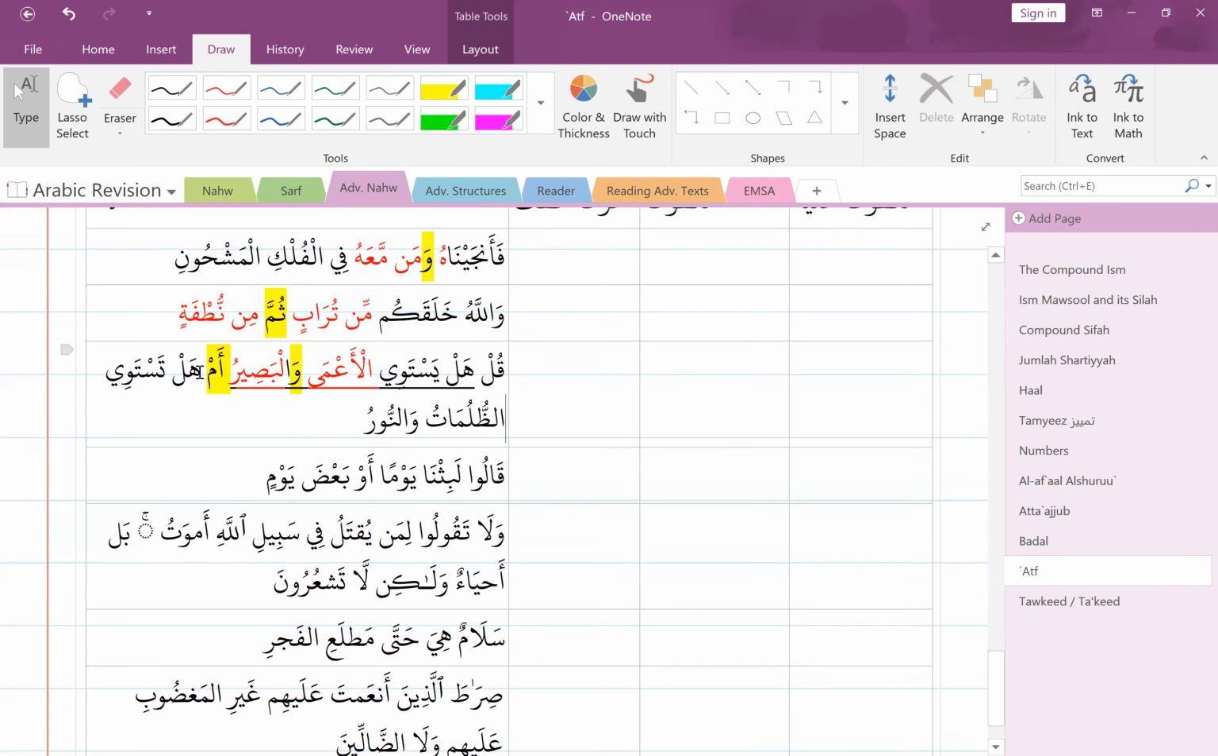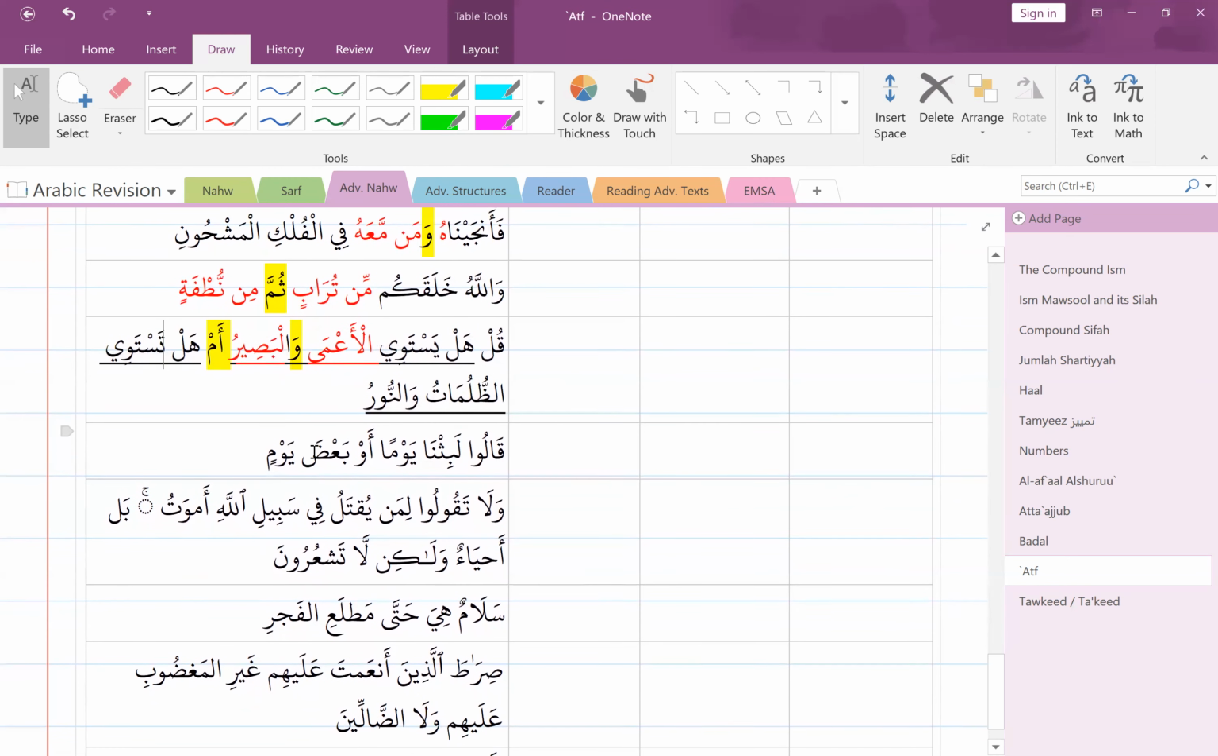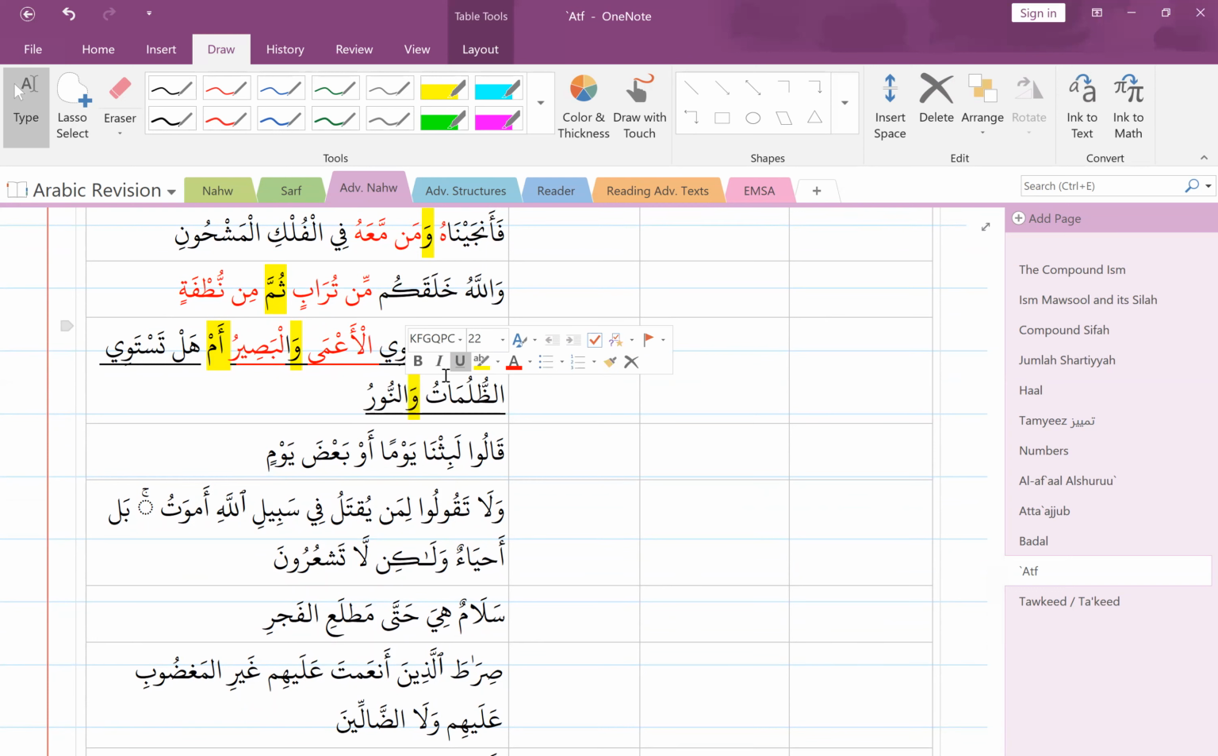هل تستوي الظلمات والنور. Yes. So you can actually see it's repeating and giving you a clear picture: hal and then hal. So now this hal is matuf to this hal. And then this waw, again another one. Zulumat is the matuf alay and nur is the matuf. Yes, beautiful.